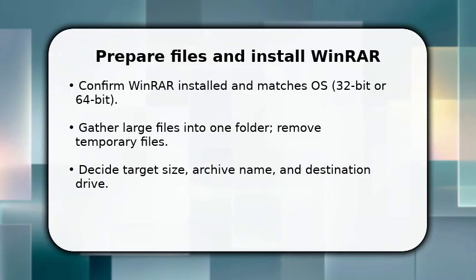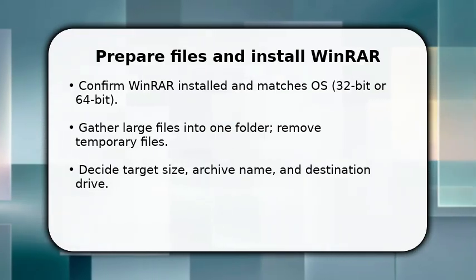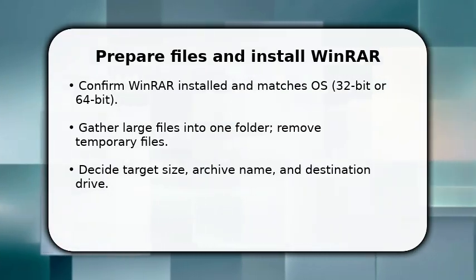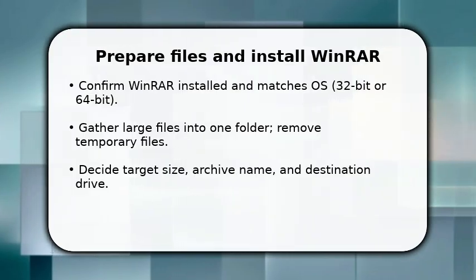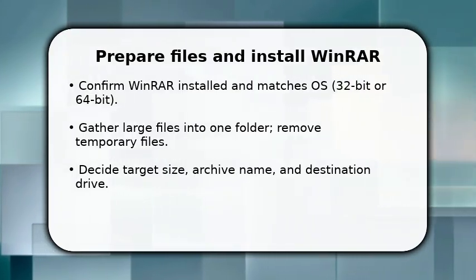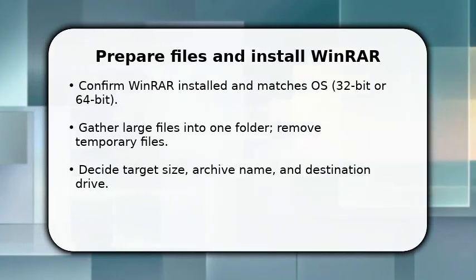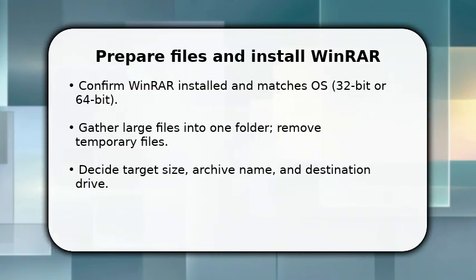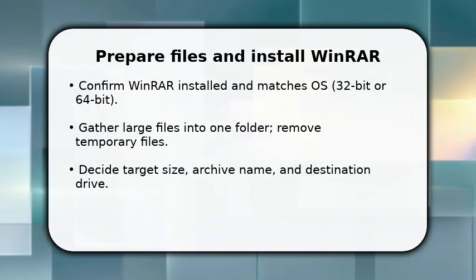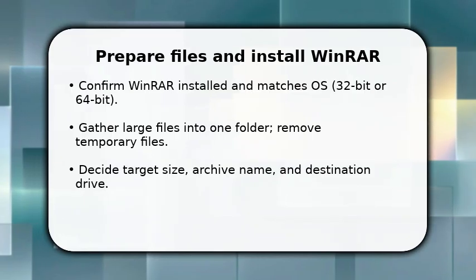You start by making sure WinRAR is installed and matches your OS. This avoids compatibility errors. Next, collect the large files into one folder so compression is focused and faster. Once done, pick an archive name, destination drive, and target size. This matters for split archives or storage limits.